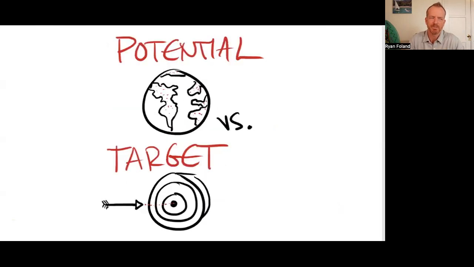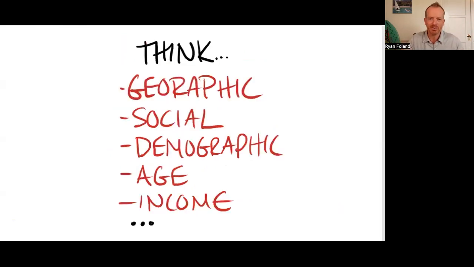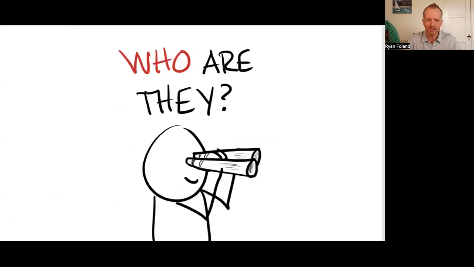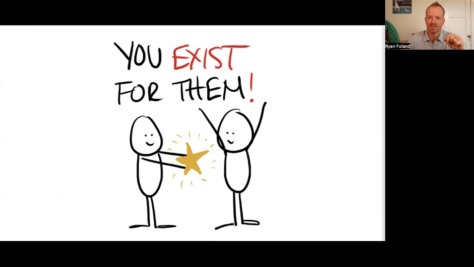All right, customer segments. We talked about this in class the other day, the difference between potential and target markets. You want to understand your target markets because you need to know how to get in front of them, and eventually you can understand your market potential. When you think of target market, think of geographic, social, demographic, age, income, and why they would buy. Okay, who are they? Sometimes we get excited about our ideas, but we need to be excited about who we're actually solving this problem for. So your value proposition exists to help serve customers.